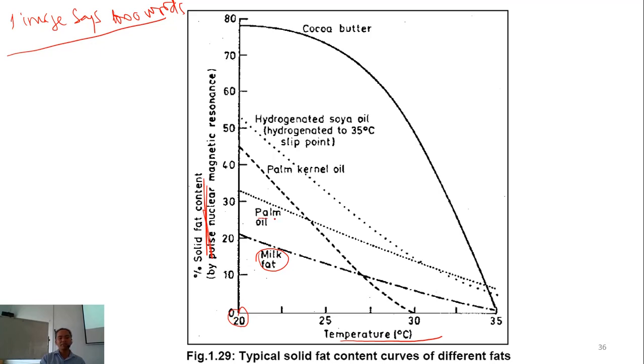Palm oil. Palm oil is a plant oil. Generally, lipids from plants are more unsaturated than lipids from animals. However, this is not the same. Even though it is from palm, it is very saturated. Very hard, when you compare it with milk fat.